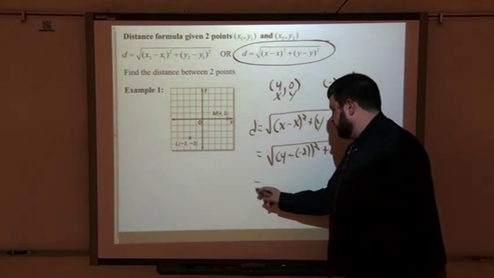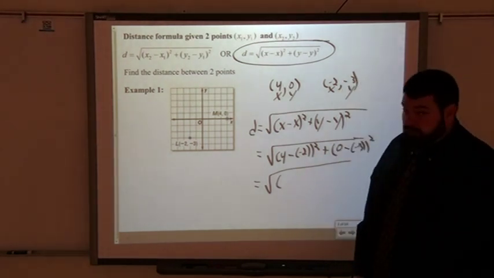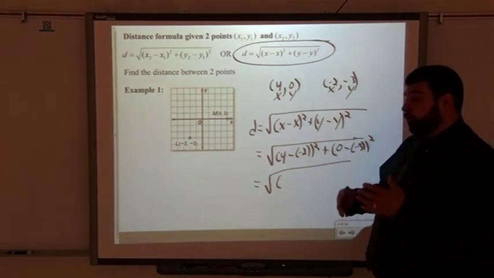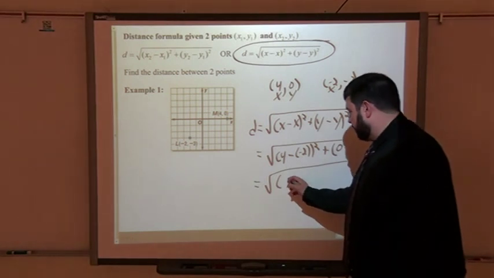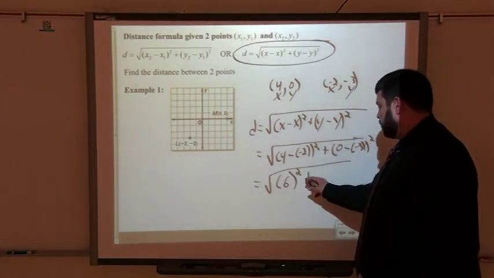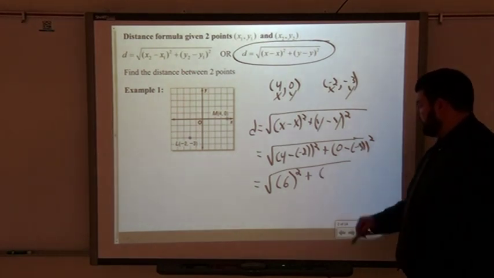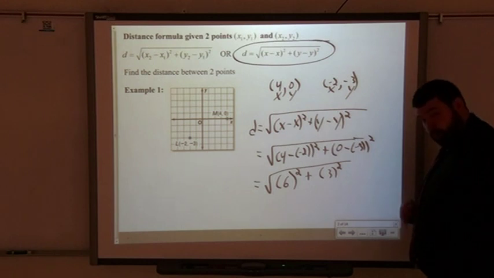So now this is where you sort of need to ask yourself, or you can go ahead and put in your calculator, what's 4 minus a -2? Well, 4 minus a -2 is the same thing as saying 4 plus 2. So 4 plus 2 gives me a 6 squared. 0 minus a -3 is the same as saying 0 plus 3, which is 3 squared.